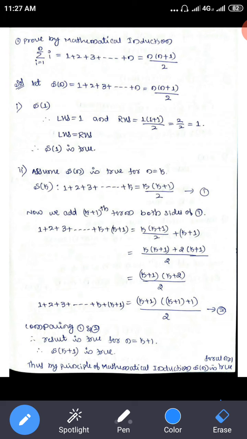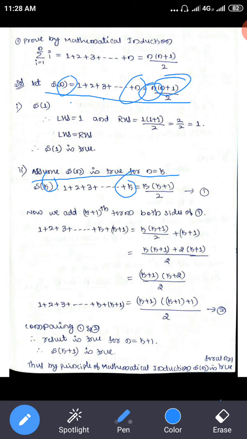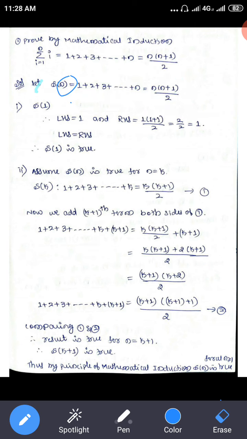No, sir. Okay, fine. Now the next step: just assume Sn is true for n equal to k. That means wherever n is there, write k. That is your work. Here n is there, write k: 1 plus 2 plus 3 same thing. Here n is there, write k. So n into n plus 1 divided by 2 becomes k into k plus 1 divided by 2. Just assume the result is true for n equal to k.